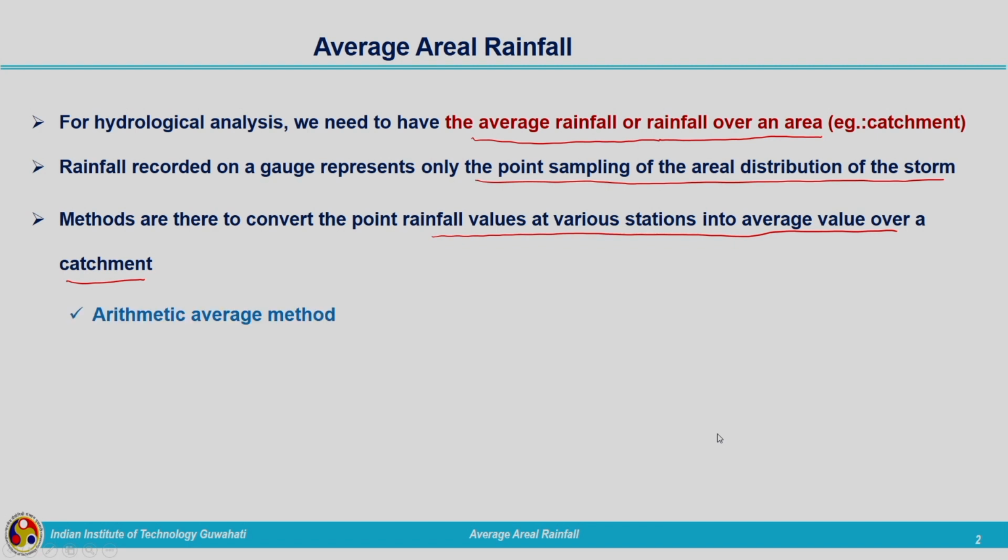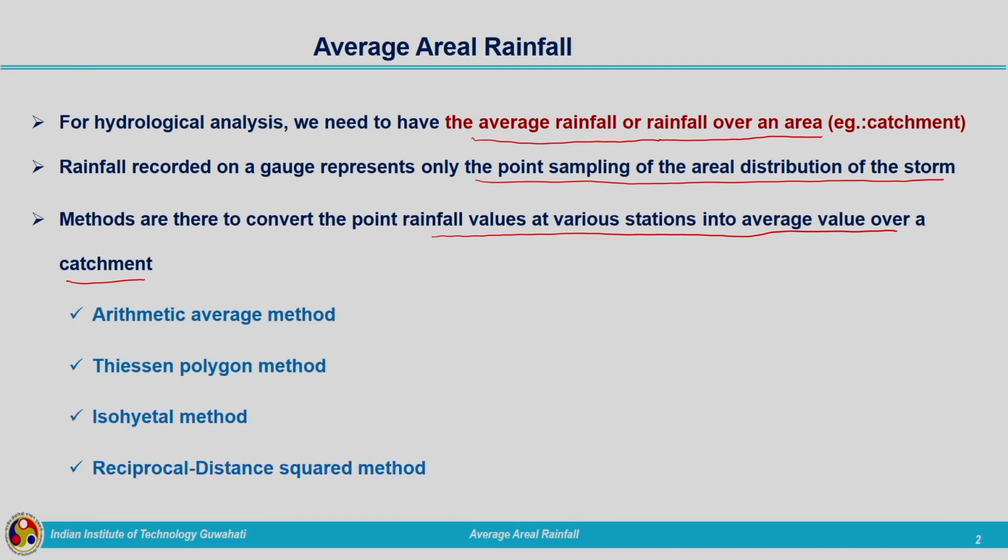First one is the arithmetic average method, then the Thiessen polygon method, isohyetal method, and reciprocal distance squared method. These are the commonly, conventionally used techniques for finding out the average aerial rainfall. And nowadays, by using GIS, Geographic Information System software, we can make use of these rain gauge data and go for interpolation techniques to get the average values also. Let us see these techniques one by one.